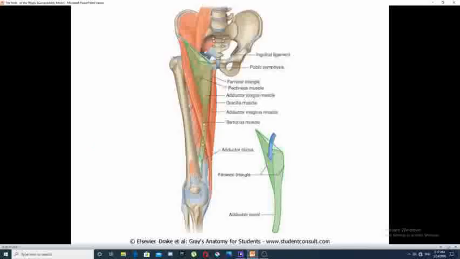And here is the area of subsartorial canal, which connects the apex of the femoral triangle to the opening in the adductor magnus muscle, which is called adductor hiatus.